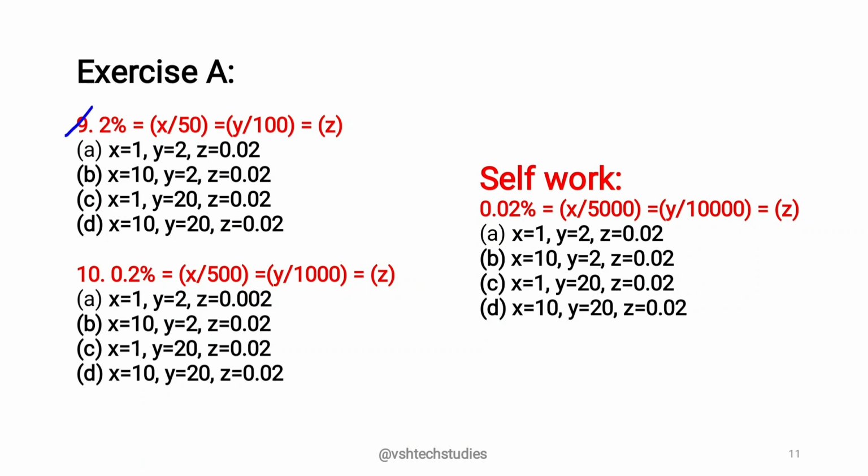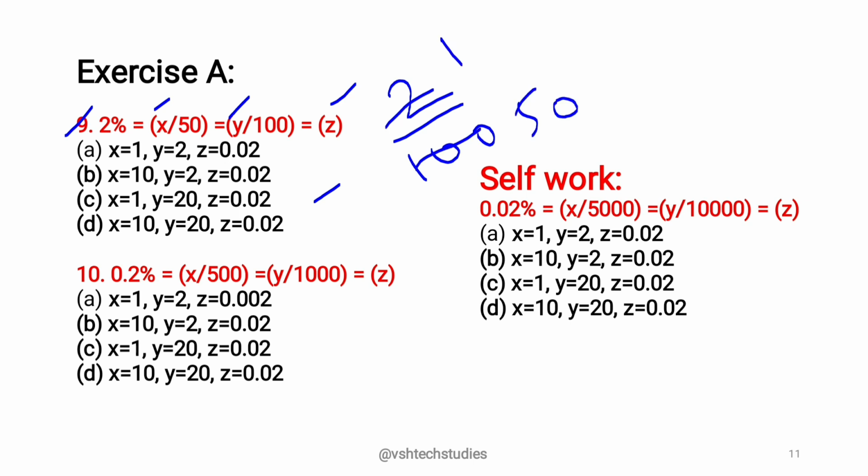Next, solving problem number 9. Here an expression is given: 2% equal to x by 50 equal to y by 100 equal to z. In this we have to find x, y, z and choose the correct option out of 4. Now 2% means 2 by 100. 2 ones are 2, 50s are 100, so 1 by 50. So here x has to be 1. In option A x is 1, in option C x is 1. Hence options B and D are not correct. They are to be eliminated.